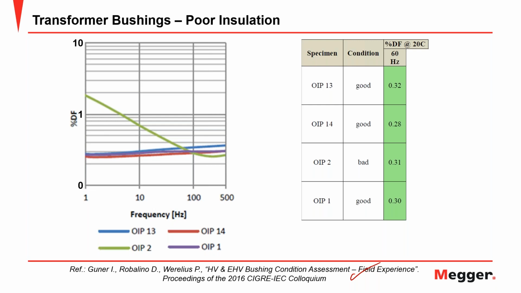If you look at this, right, when you look at the first chart, your 60 Hertz, it's basically the same for all these bushings, okay? And we'll use just 4 bushings in this example: OIP 13, 14, 2, and 1. So if I'm looking only at my 60 Hertz, like you see on this column, for OIP 13, 0.32%, 0.28, 0.31, 0.30, and these are already corrected values to 20 degrees C. What would you say? Everything is just okay, and everything is just good.